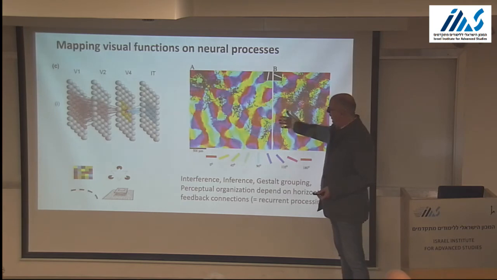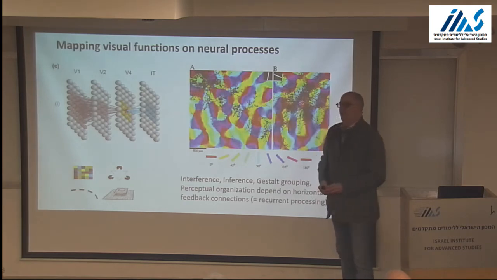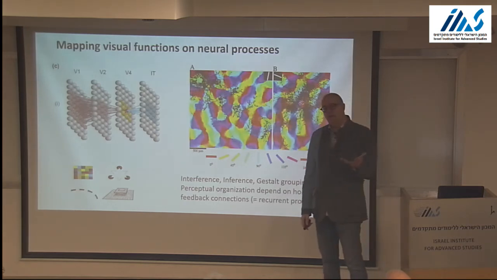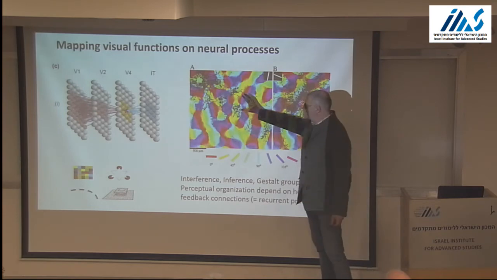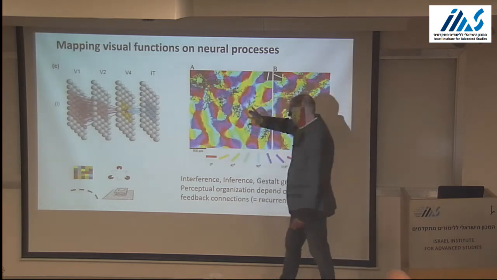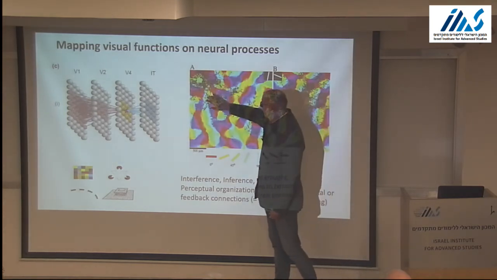By the way, this is I think the most beautiful example of how, for example, horizontal connections enable a particular Gestalt law of perceptual organization. What you see here is the orientation map of the visual cortex.